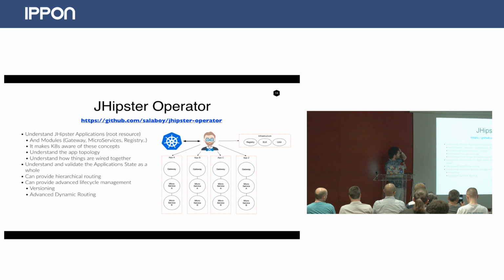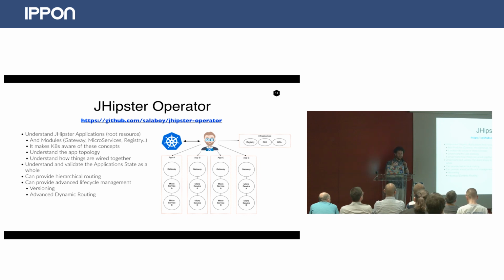In general, when you have an operator, you have something called a root resource, right? It's the main concept that this operator will take care of. For the JHipster operator, I created 4 concepts which are quite natural to me. So we have gateway, right? That's a service type. Microservices, which are any microservice that you can create with the generator. And then I created registry.